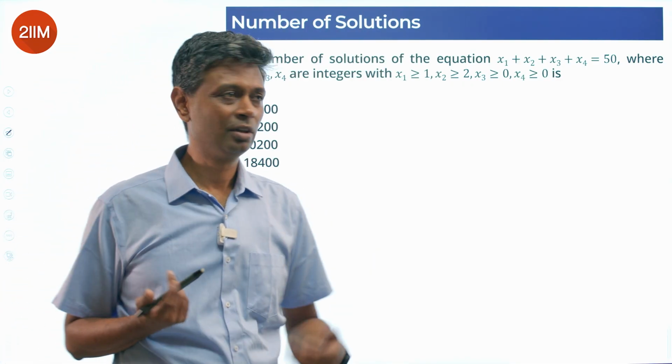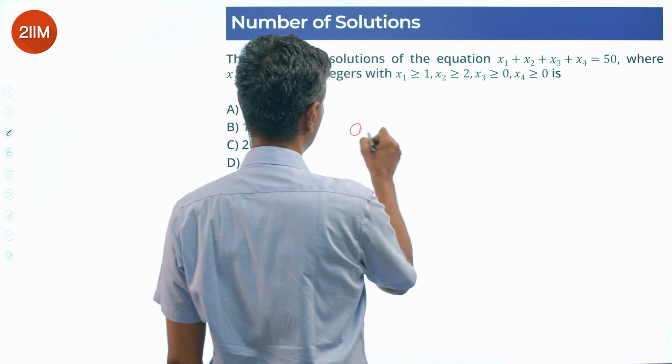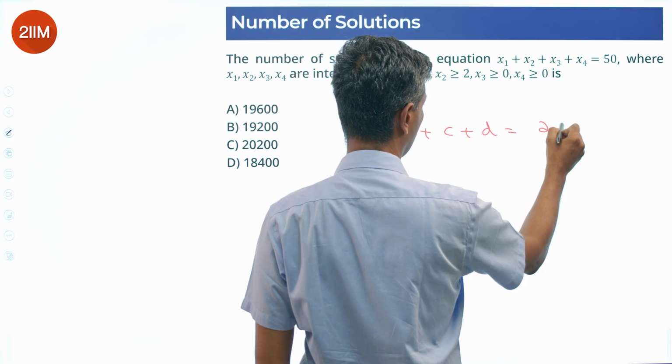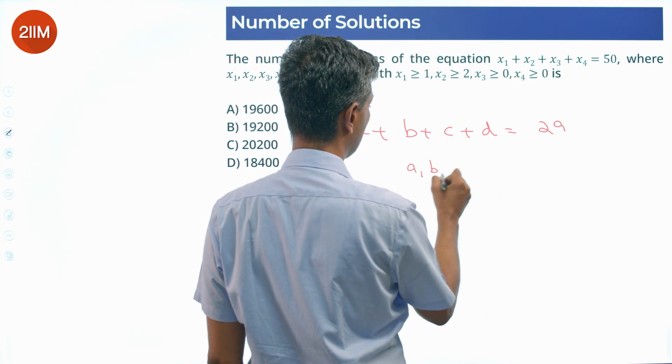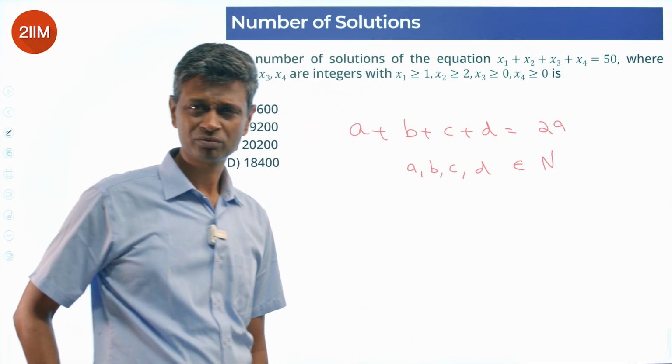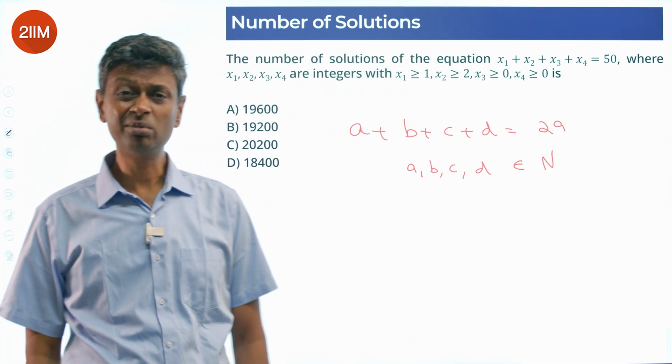I know I can solve this beautifully. I know a plus b plus c plus d equal to 29, where a, b, c, d are natural numbers. I know how to solve it: n minus 1 C r minus 1, that I know.